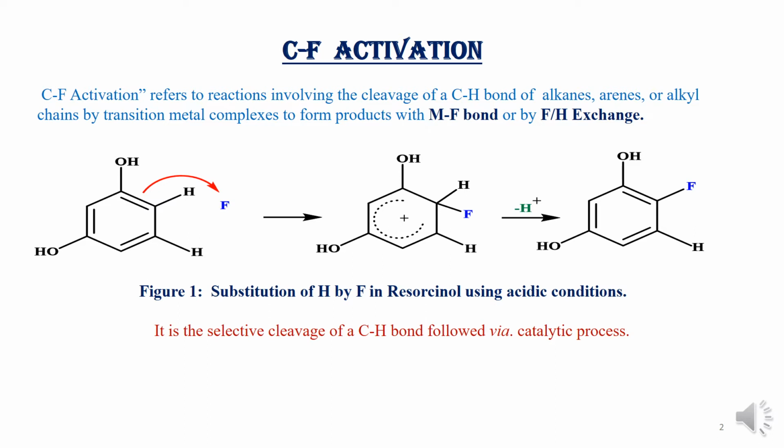This can be done by using various substrates. It may be alkenes, arenes, aryl chains, or alkyl chains, or different aryl compounds, and it can be carried out through transition metal complexes to form the metal fluoride bond or through a fluoride hydrogen exchange process. This is a general scheme for the hydrogen fluoride exchange process in a resorcinol using acidic conditions, and this process is carried out through catalysis.